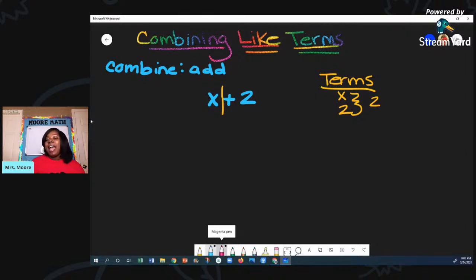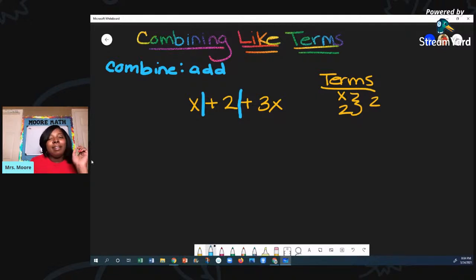If I have an expression, let me get rid of this right here. If I have an expression like, we'll just build off of this, x plus 2 plus 3x. Well, let's split up my terms again. I have x, 2, and 3x. I have 3 terms here. But which ones are like terms?